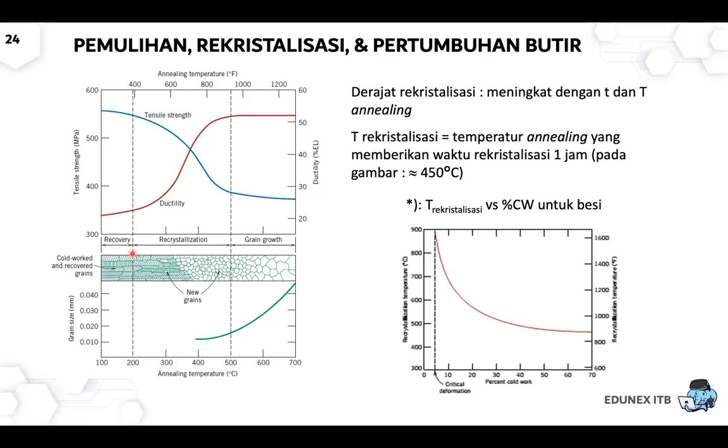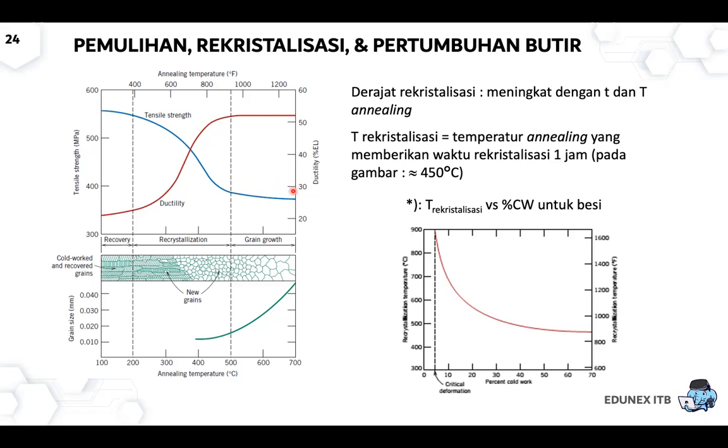After that there will be recrystallization, where all the strained grains are replaced by new grains. These new grains start to form everywhere, and after that the new grains grow. As they grow, the grain size increases, and the ductility goes back to the original, while the tensile strength becomes a little bit lower again.